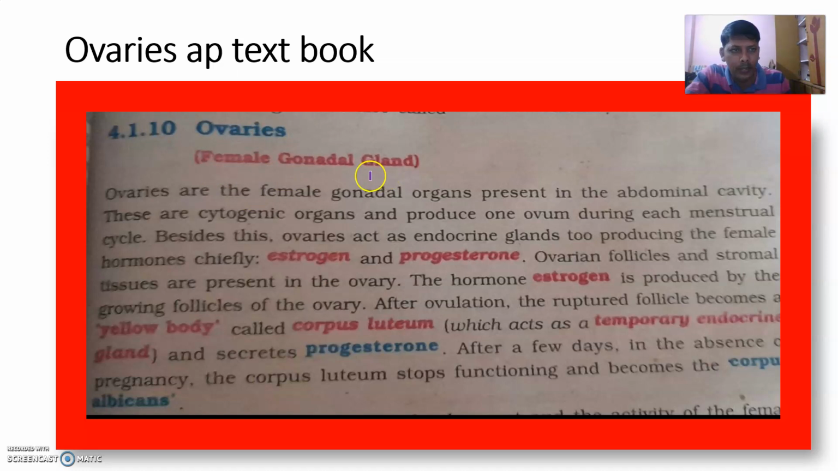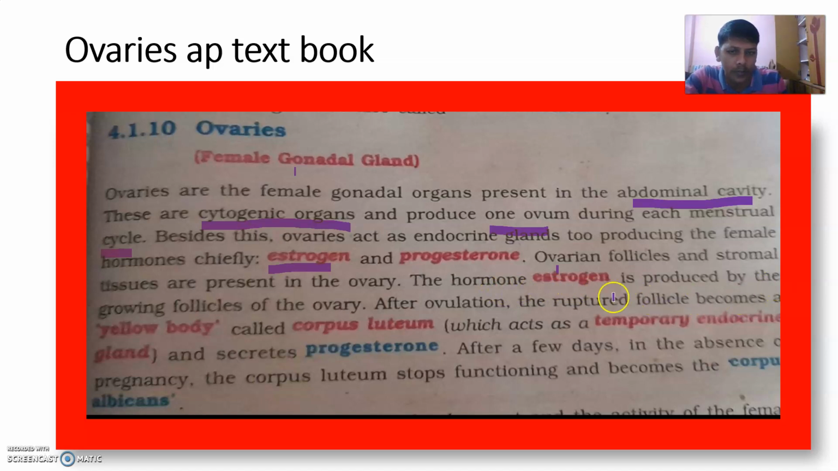Ovaries, this is given in a state textbook. Ovaries are the female gonadal glands; testes are the male gonadal glands. Ovaries are present in the abdominal cavity, and these are cytogenic organs like testes, capable of producing an ovum during each menstrual cycle. Besides this, ovaries act as endocrine glands too. They produce female hormones, chiefly estrogen and progesterone. Ovarian follicles and stromal tissue are present in the ovary.